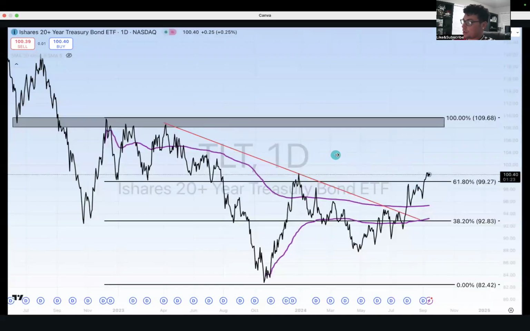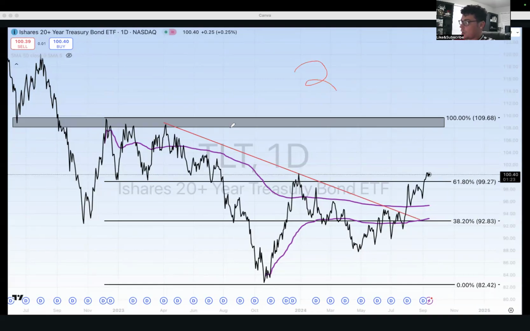Now let's get into the juice of the video, which is going to be TLT. Okay. And so, as I mentioned, there's three things we're looking at here currently. Number one is going to be the initial trend line break, right? We rejected here, we rejected here, and we rejected here again. And we got a very strong and decisive breakout right there. That's number one. So trading above that, we're bullish on TLT.